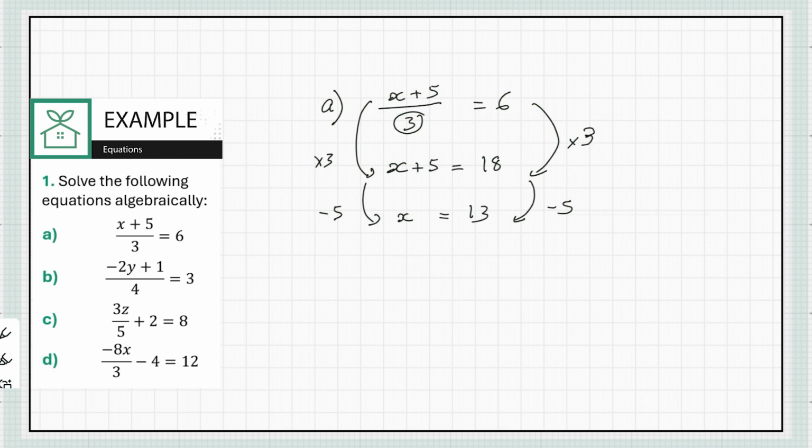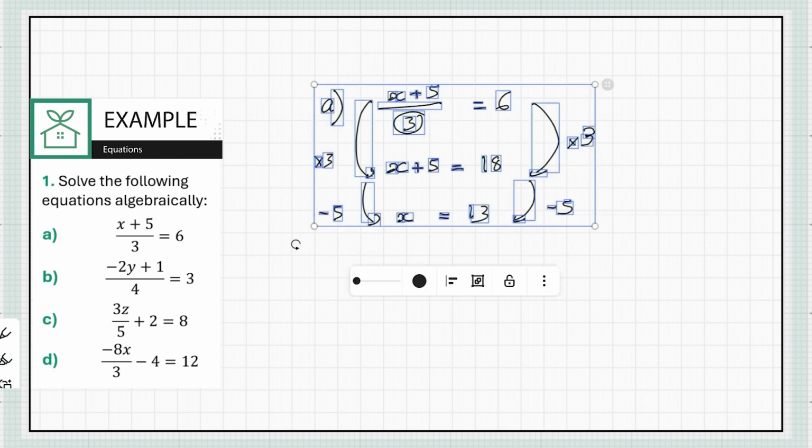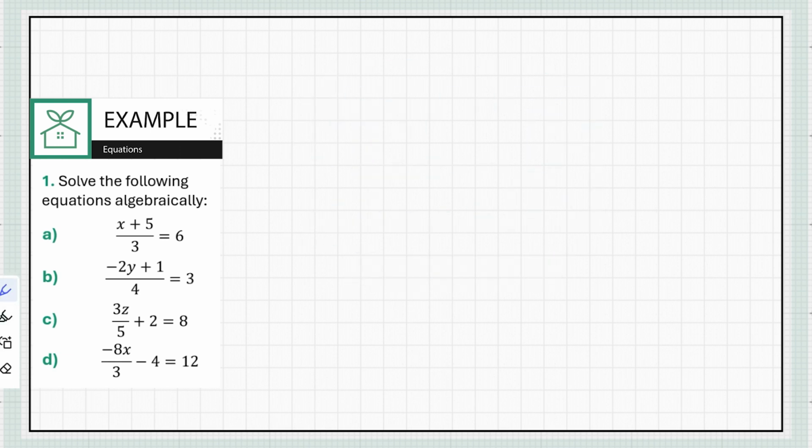Alright, let's look at B. For B, we have (-2y + 1) over 4 is equal to 3. Now again, we're going to multiply both sides of this equation by our denominator, which is going to be 4.